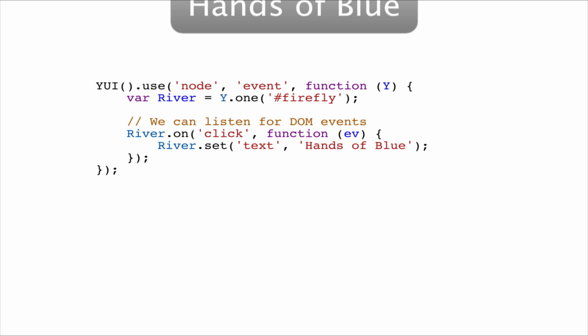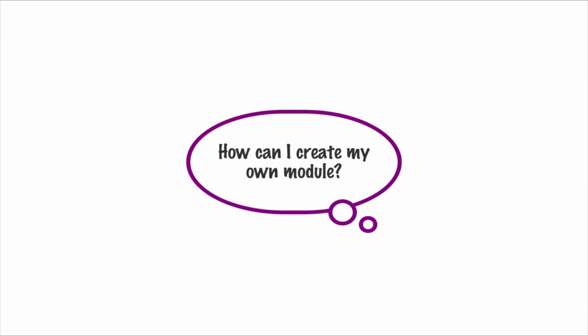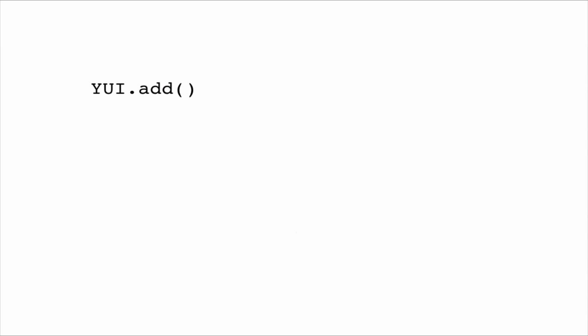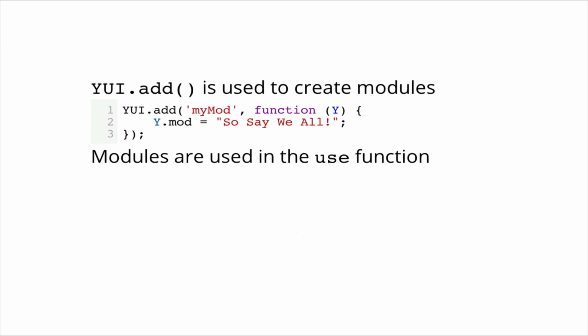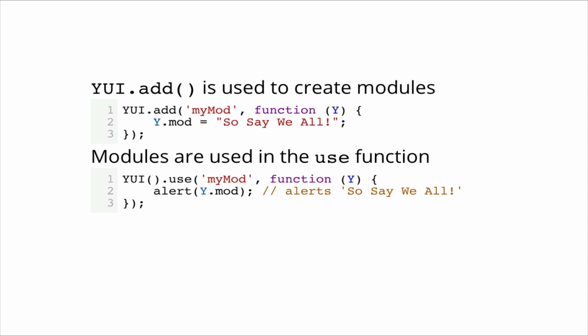So now we want to get to how can I create my own module? How can I create something that I can call in the use statement? YUI add is the other half of this. It's used to create modules. Here you see we're going to create one called MyMod, and we're going to assign a property. And then once we have our module added, we use it in the use function, just calling that same string, that same key of my mod.